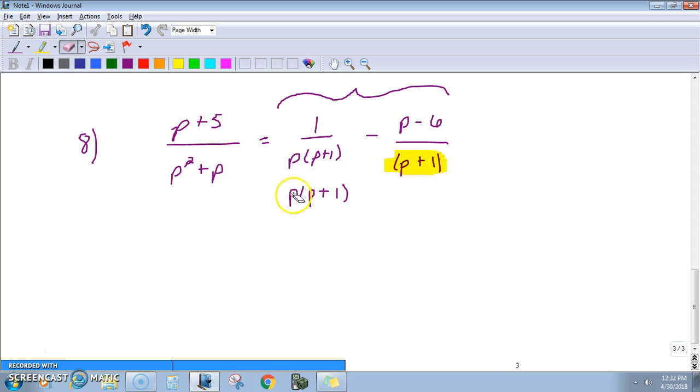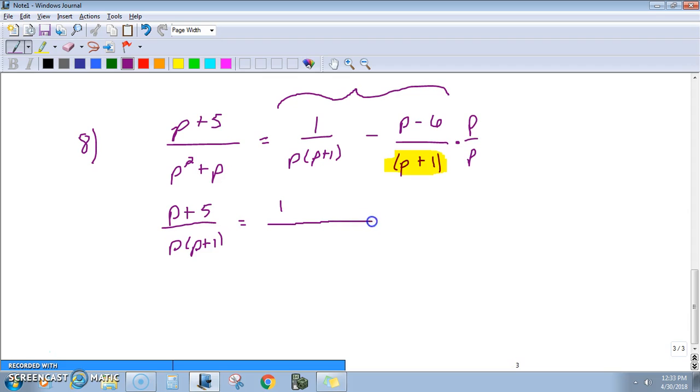All I have to do for the second fraction to make them the same, because they already have the p plus 1, is to multiply it by p over p. Now I have a common denominator. And then what's really cool, I'm going to rewrite this whole thing because I noticed that over here, this is already p times p plus 1 also. So now this is equal to 1, and I'm going to make that common denominator. My denominator is p times p plus 1.